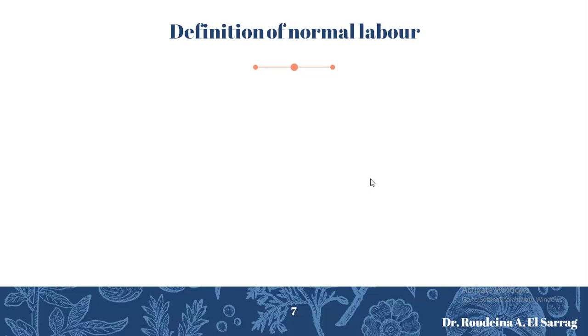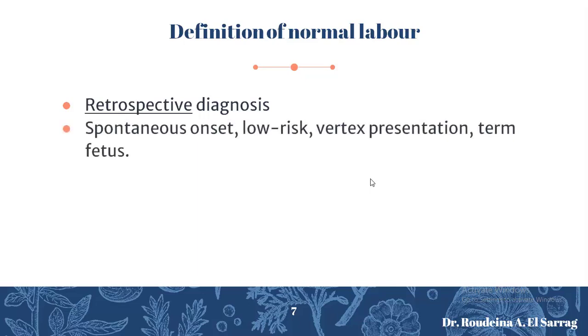Now we want to get to the definition of normal labor or normal vaginal birth. It is usually a retrospective diagnosis, so you cannot make it while the woman is laboring. You have to make it after the delivery of the baby. And labor must have a spontaneous onset, and the woman should be low risk, meaning that she does not have any comorbidities. She's not, for example, diabetic or hypertensive. She does not have any cardiac diseases. She does not have preeclampsia or any of that.